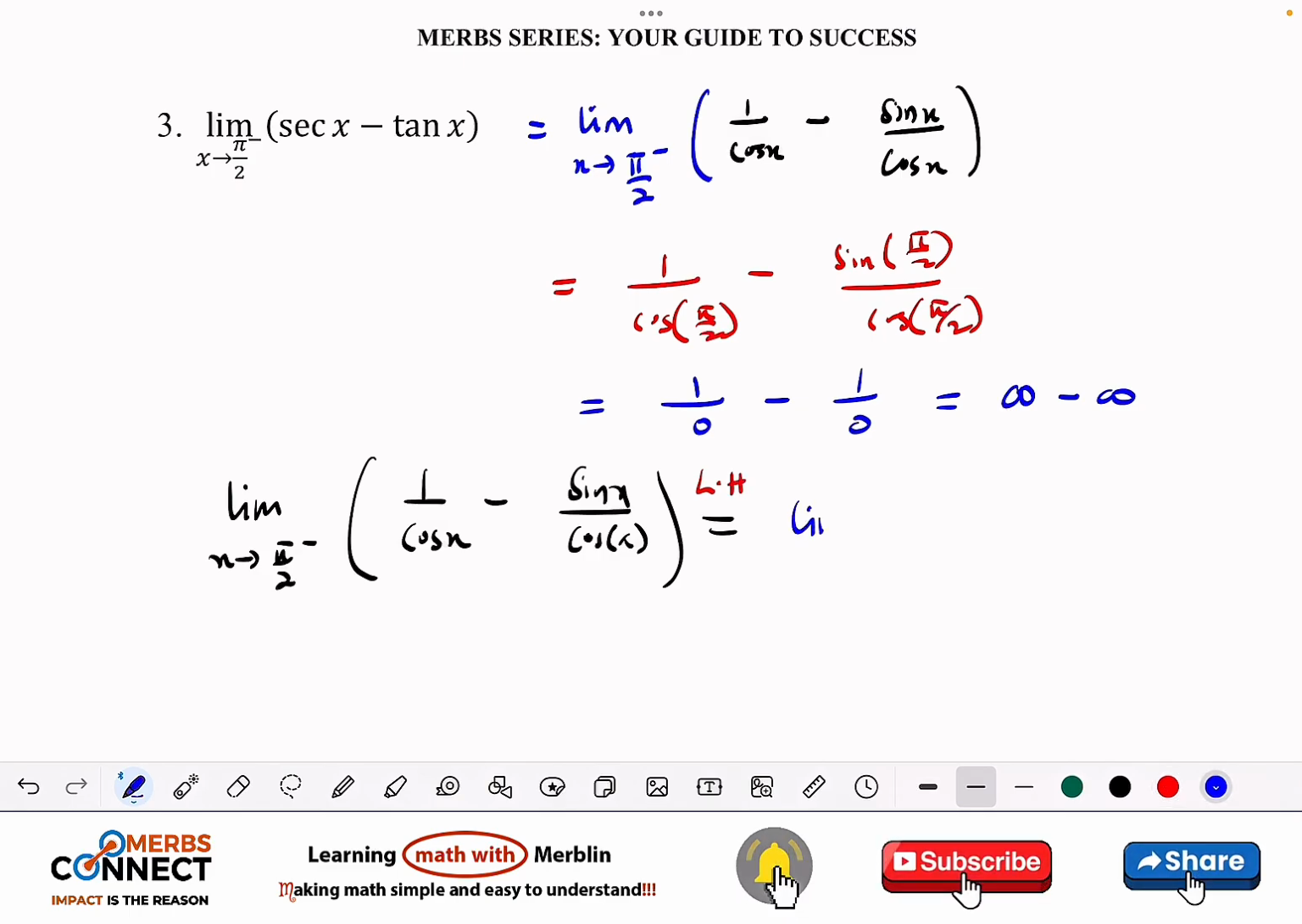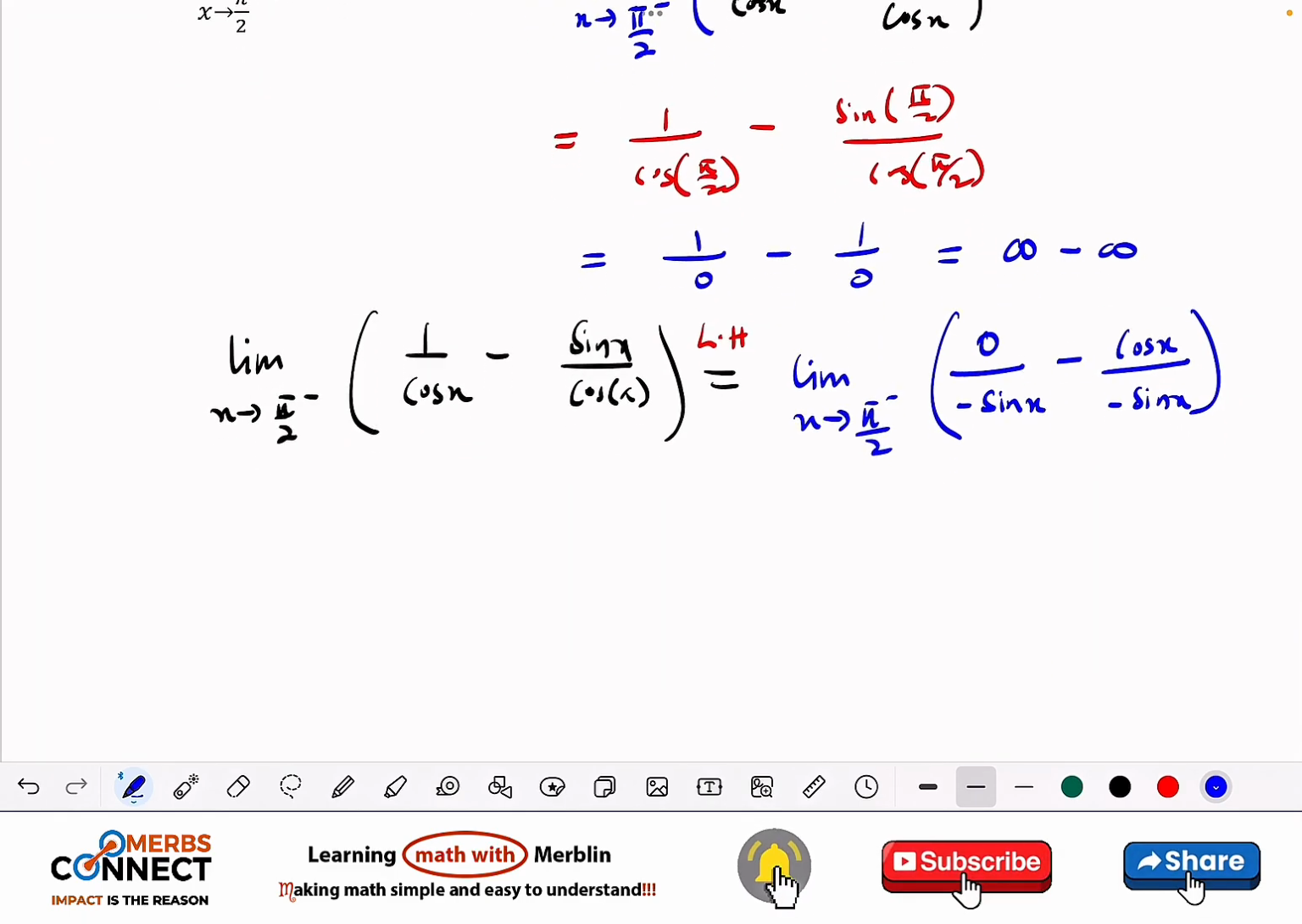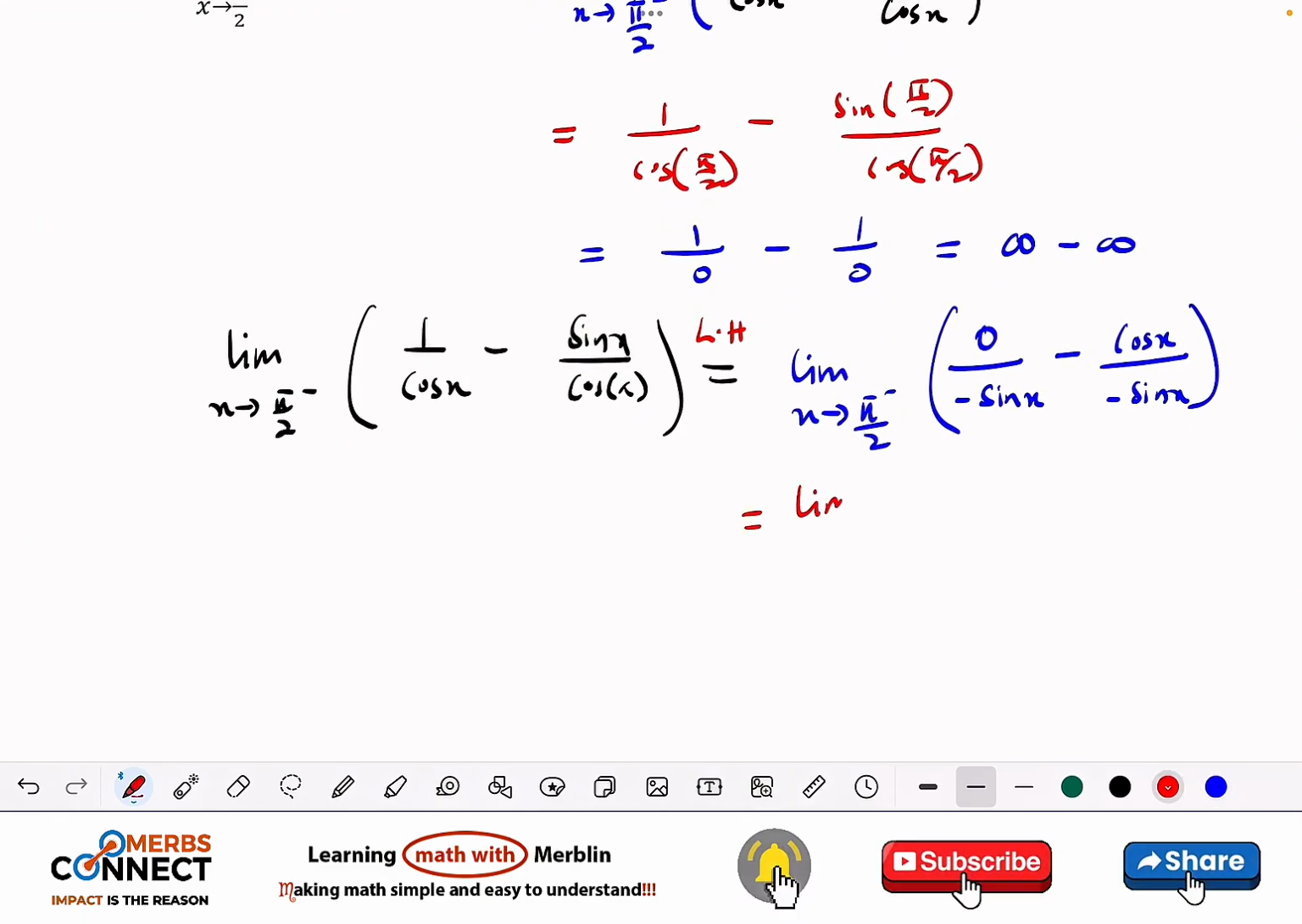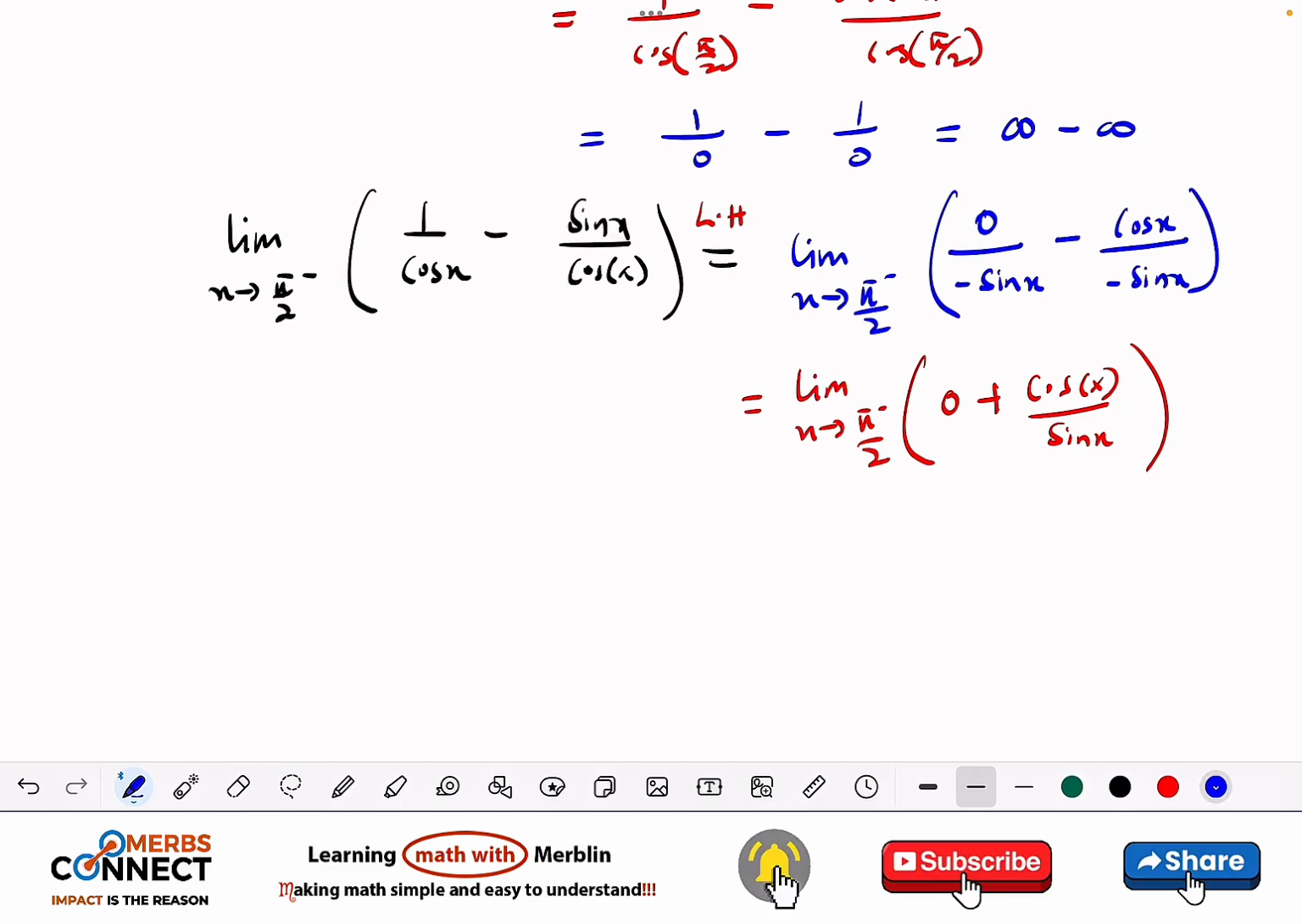We are going to have the limit as x approaches pi on 2 from the negative side. When I differentiate 1, I get 0. When I differentiate cos, I get minus sine. Then minus, when I differentiate sine, I get cos. And when I differentiate cos, I get minus sine. So when you simplify, this is going to give us the limit as x approaches pi on 2 of 0 minus cos x divided by, so this one will be plus because there is a minus here, sine x.